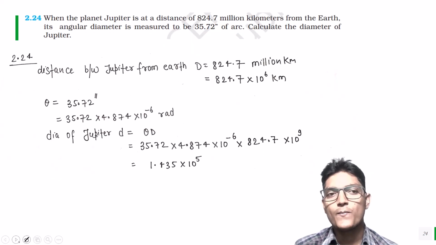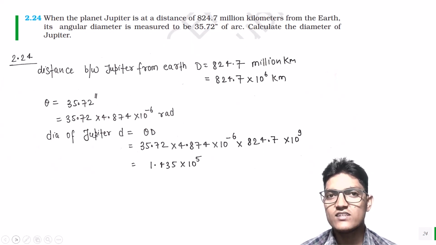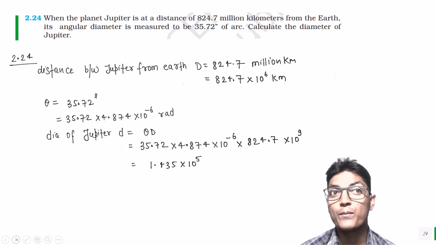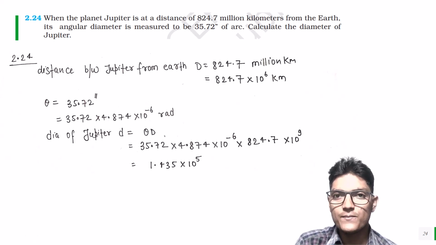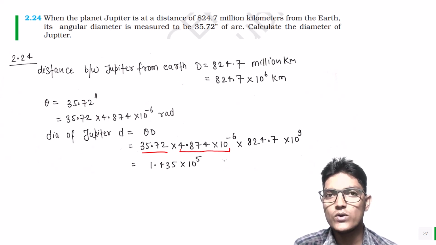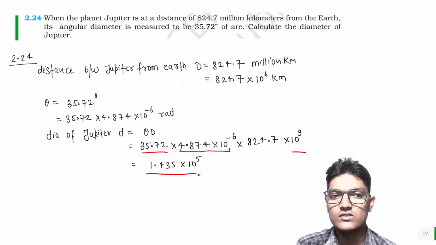Now the next question is, when the planet Jupiter is at a distance of 824.7 million kilometers from the Earth, its angular diameter is measured to be 35.72 seconds of arc. Calculate the diameter of Jupiter. It's a simple question. So diameter of Jupiter, d is equal to theta into d. Theta is given 35.72 multiplied by 4.874 into 10 to the power minus 6 to convert into radians, into 824.7 into 10 to the power 9, is equal to 1.435 into 10 to the power 5. That is the diameter of Jupiter. So it's a simple question.